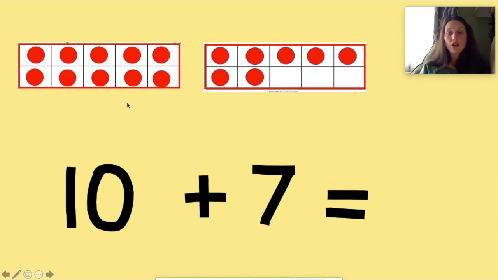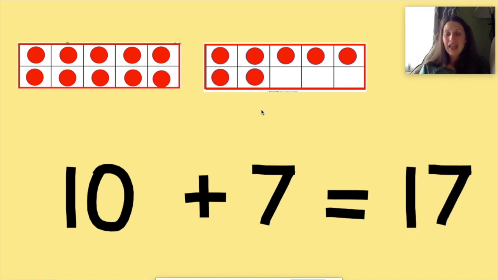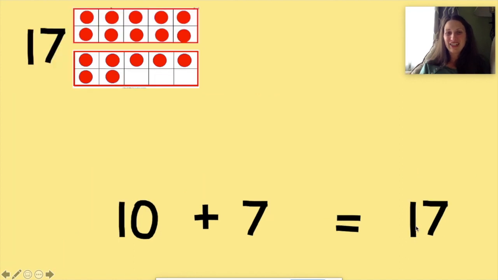Well, if you're not sure, you can go back and count. We can also count on from 10. So let's try that. 10, 11, 12, 13, 14, 15, 16, 17, our number of the day. Let's read the whole number sentence together. 10 plus 7 equals 17. Whew, that's a lot of work today, boys and girls.